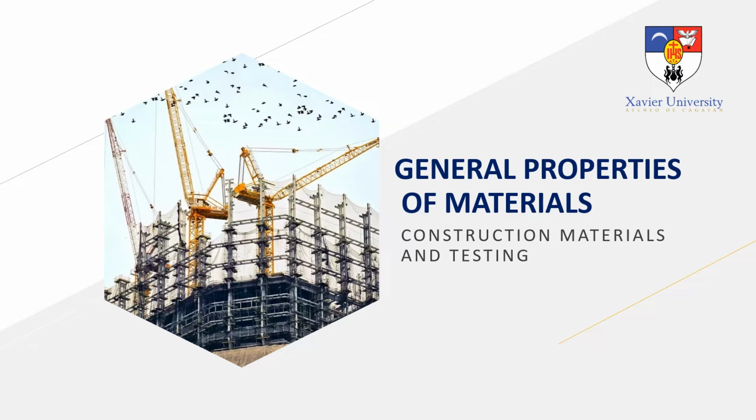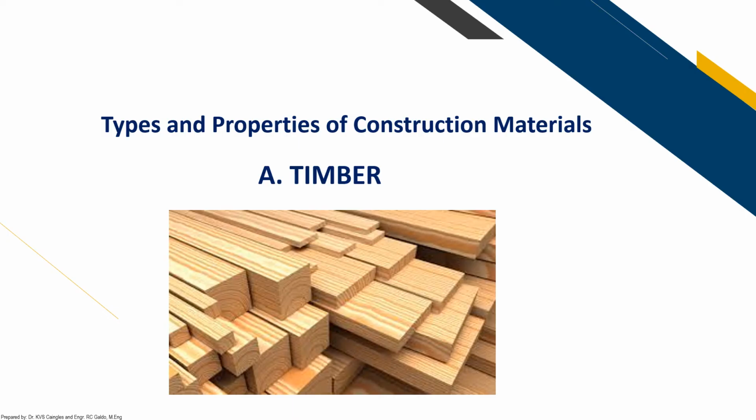Okay. So basically, testing of those materials is like looking into their respective properties, or basically evaluating the respective properties of that certain material. So there are different sets of properties per material. So for this discussion, we are going to talk about what these properties of materials are. So first, we talk about the types and properties of different construction materials. We are going to talk about the properties of timber, sand, concrete, steel, and some others. So first, we talk about timber.